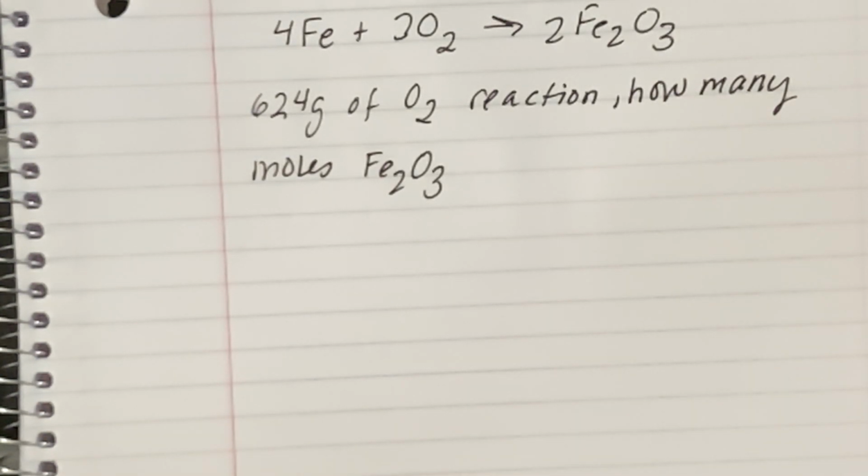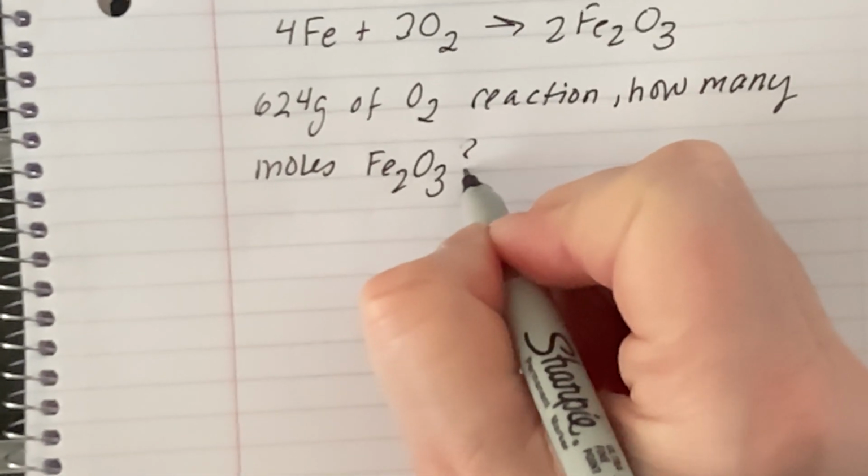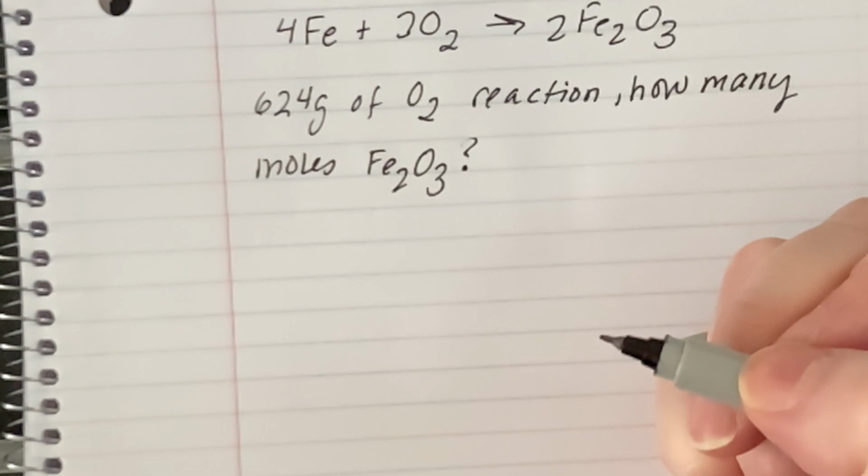Okay, today's stoich problem is we have 4 Fe plus 3 O2 equals 2 Fe2O3. And in the reaction, 624 grams of oxygen gas were used. How many moles of iron(III) oxide were produced?